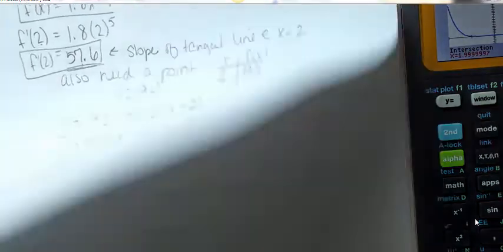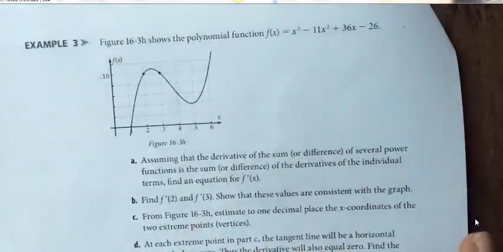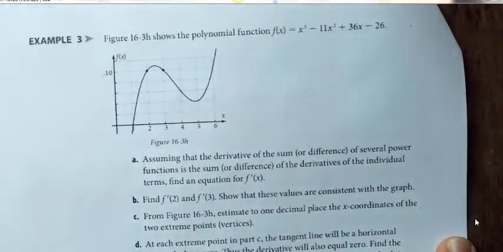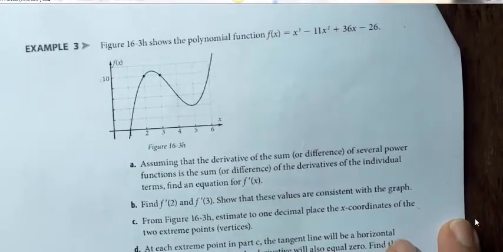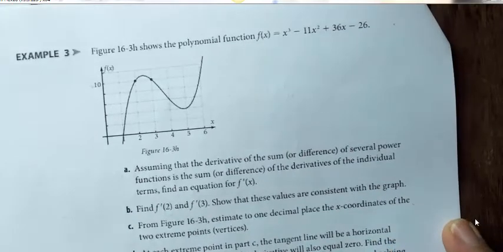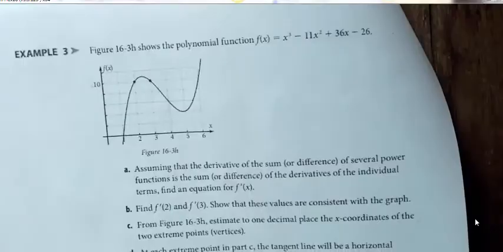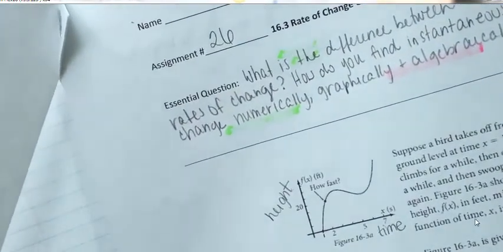All right, I think I finished everything, oh, no, one more. This one's not too bad. This one's pretty easy, actually. All right, so we've got figure 16-3H, which shows the polynomial function x cubed minus 11x squared plus 36x minus 26.